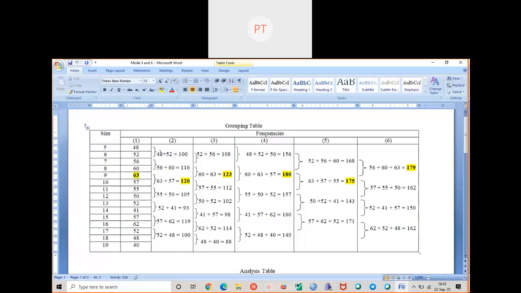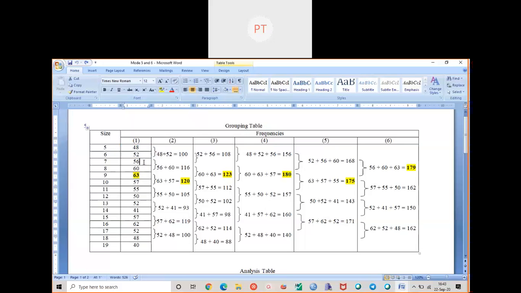So as you can see here, this 48 plus 52 will give you 100. This is the first and second. Again, this one should be in a group. You will start from here and make a pair of this. 48 plus 52. So this is your 48 plus 52, for the first one.